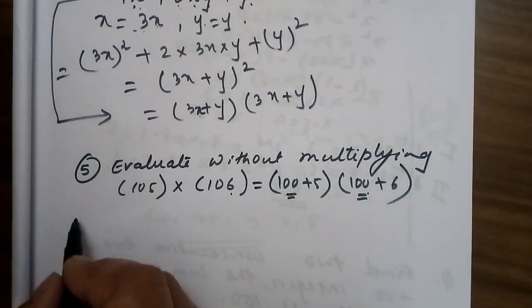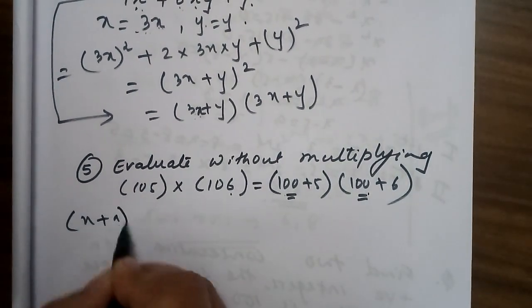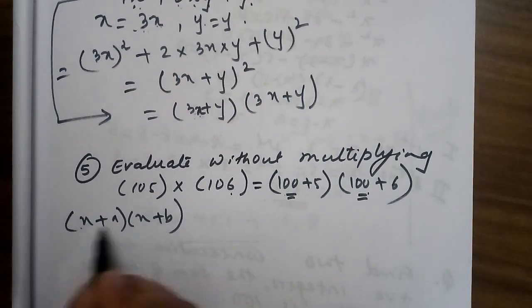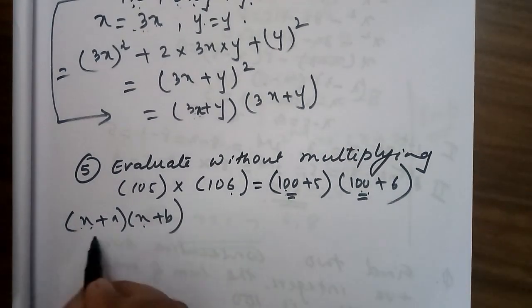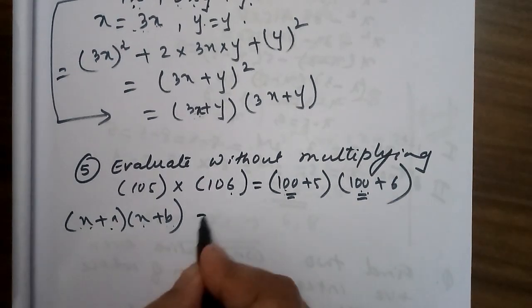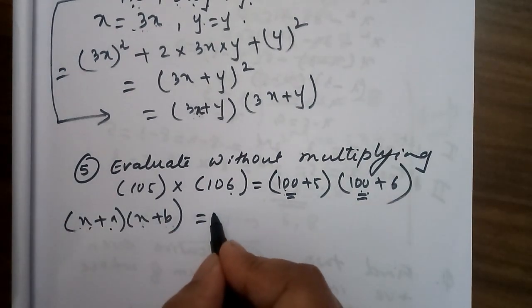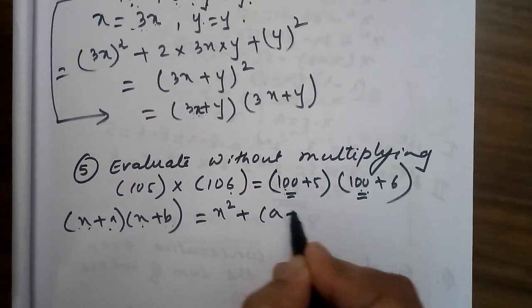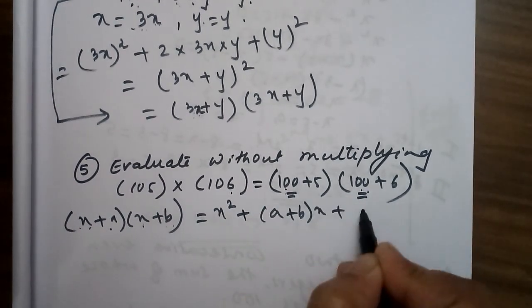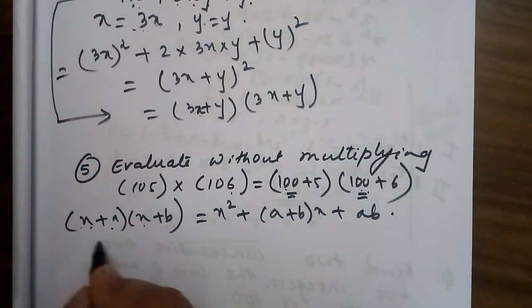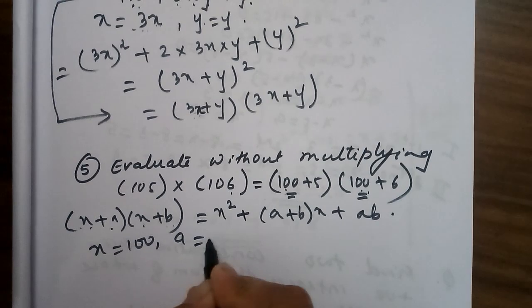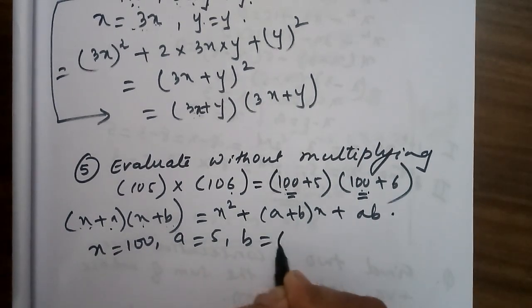So now which identity will I be applying? (x plus a) into (x plus b). Why x plus a, x plus b? Because the first term of both the brackets is same, only the second numbers are different. And as I told in my first question, this is equal to x square plus (a plus b)x plus ab. Now what is my x over here? My x is 100, my a is 5, and my b is 6.